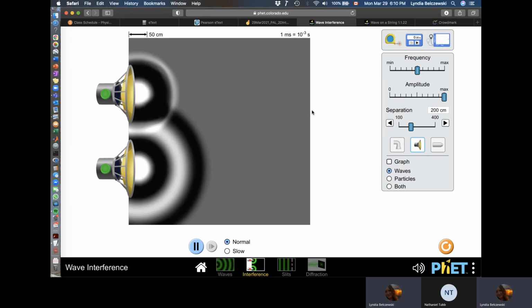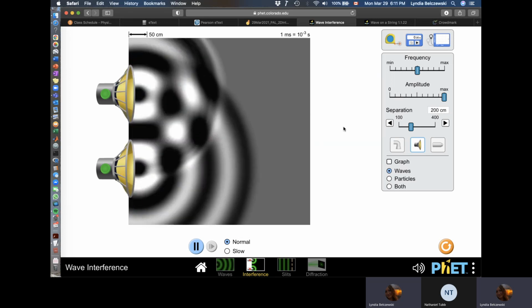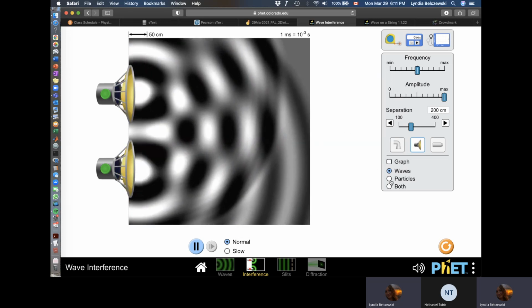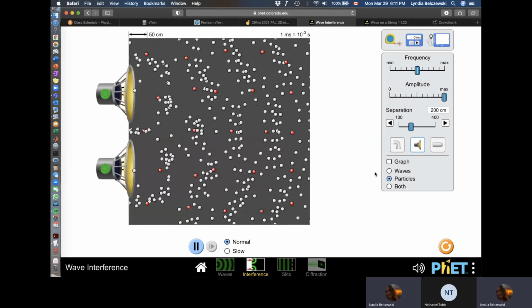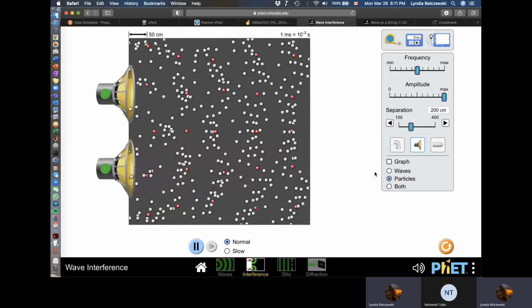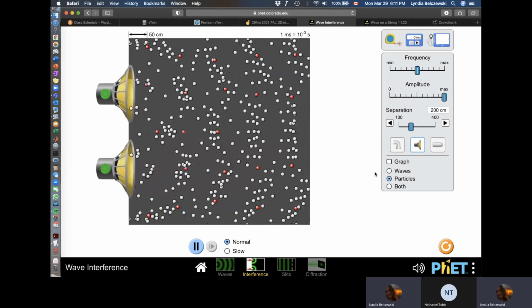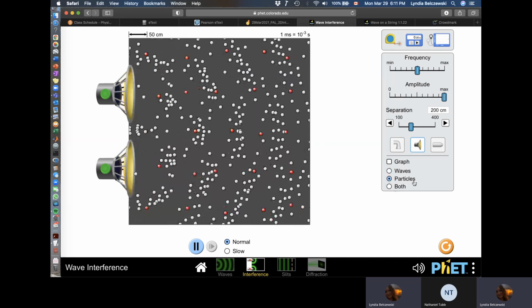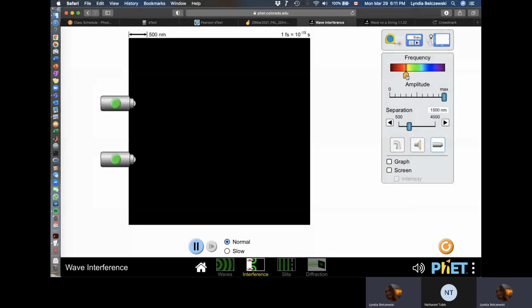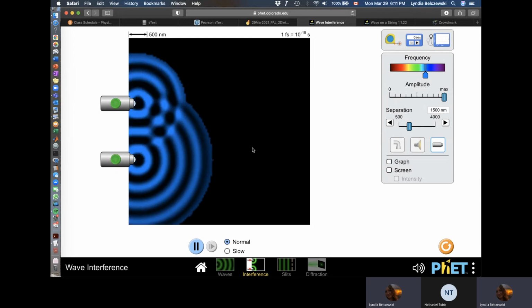different types of waves. So here I have sound waves going. You can make particle waves to show the actual particles in air or in water and how they would move. And lastly, you can look at light, and so you end up with lasers here, and you can change the frequency. I like doing the light one because you have different colors for different frequencies, and you can have light waves going.